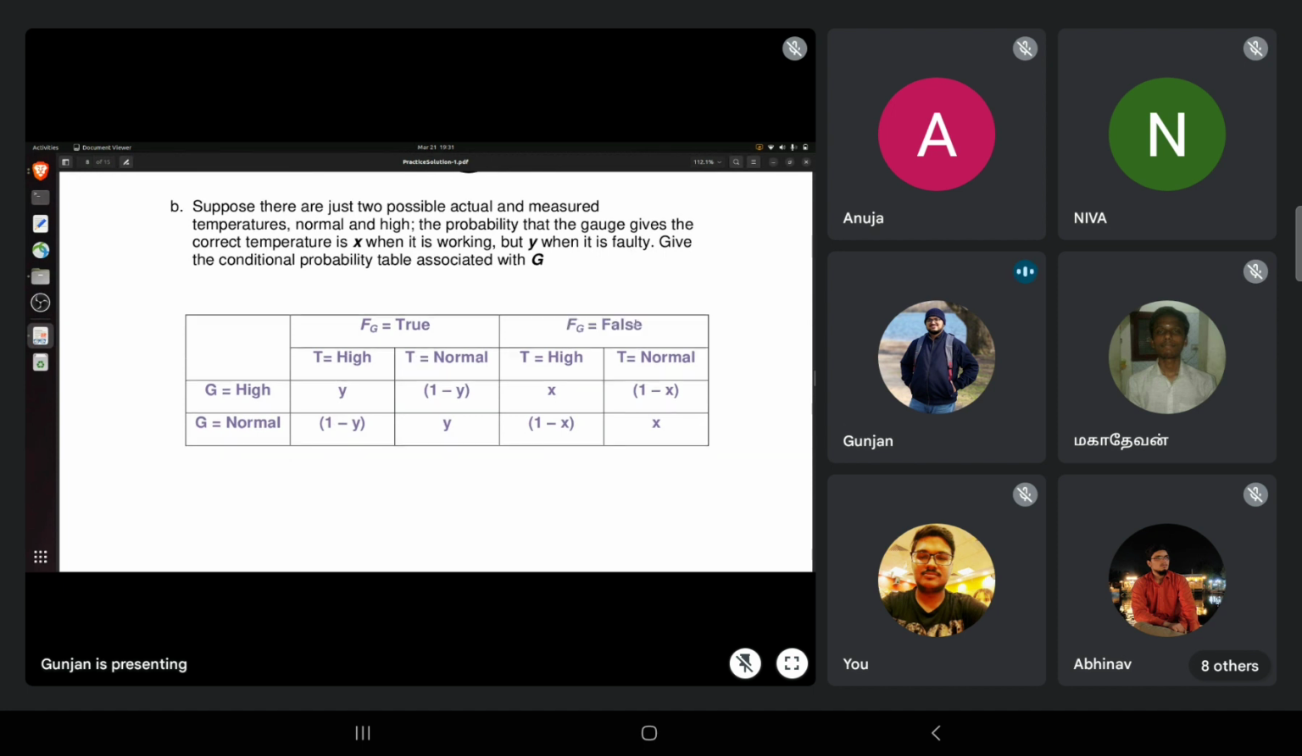Similarly, when FG is false, that means the gauge is working correctly. Whenever it is reporting the same temperature and gauge level, it is working correctly. Then it is probability x. So T equals high, G equals high is x. When T is normal and G is high, that means there is a discrepancy in the reading. That is happening even when the gauge is not faulty, so that will be 1 minus x. And vice versa: if G is normal, T is normal, it will be x, and if G is normal, T is high, it will be 1 minus x. Is this clear now?